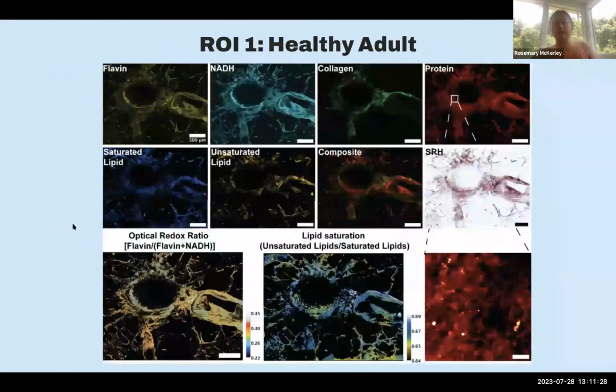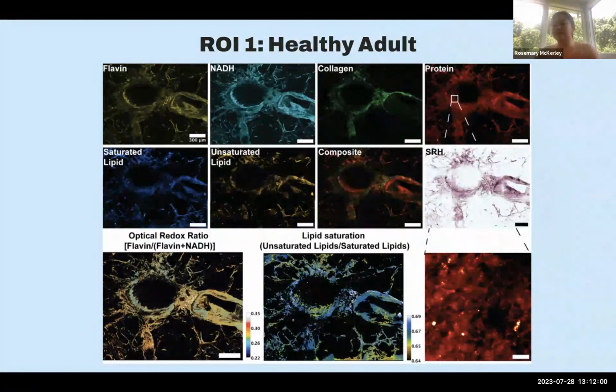So now looking at some of our images. The top section shows the signal for each of these individual molecules. Flavin is a type of FAD, and NADH, those are the two that we look at the most. Looking at those two images, the flavin and the NADH, you can see that the NADH seems to be brighter, but it's kind of hard to tell just by looking at them side by side. So that's when we skip down and we look at the optical redox ratio.